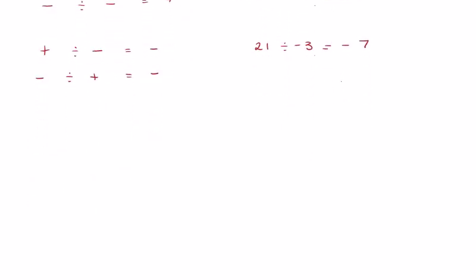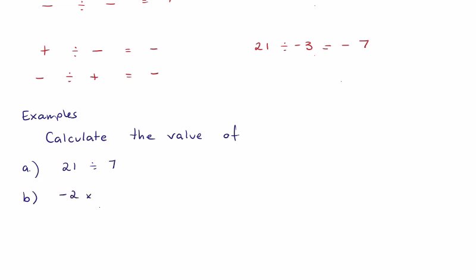Let's have a look at what the examples will look like. It will say calculate the value of, and I'm going to put one, that's an easy one, negative 2 times 4, and let's do a tricky one. Okay, so first one, 21 divided by 7. The numbers are both positive numbers. So my answer becomes 3.